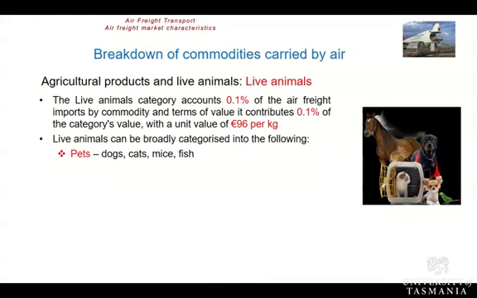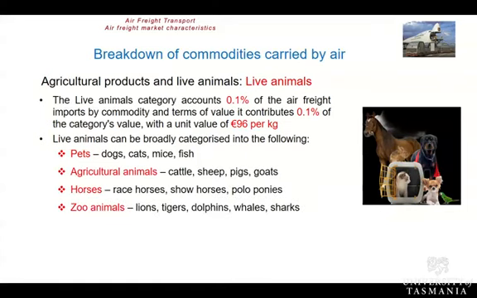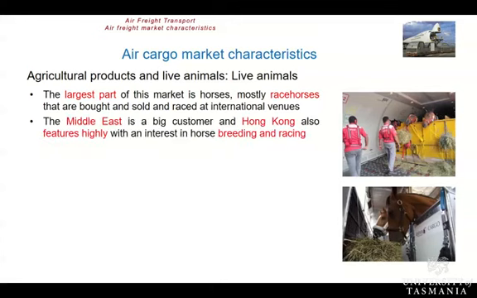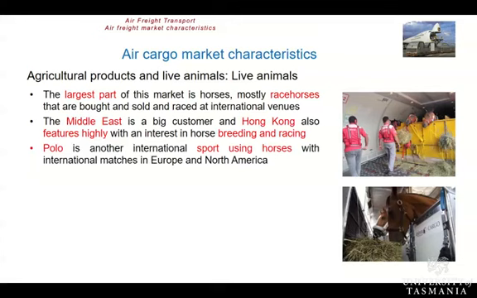As you would probably guess if I gave you the question, it's coming from pets, agricultural animals, horses, zoo animals and exotics. So quite expected. In terms of the largest category, probably what stands out within that group is going to be horses, particularly race horses, which are bought and sold and used at international venues. The Middle East and Hong Kong are two of the big customers in that regard. Hong Kong also having an interest in horse breeding, as does the Middle East, to be fair.